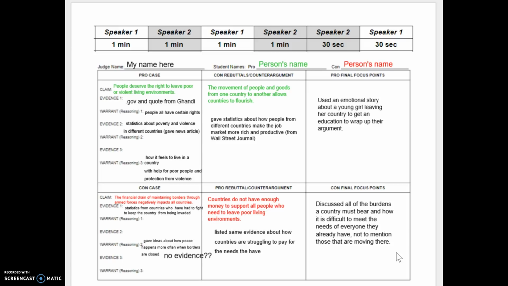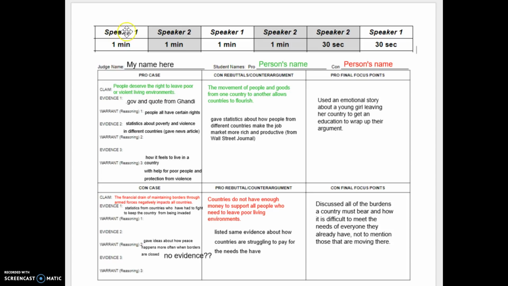During a debate, there is a specific amount of time that each person gets to speak. At the beginning, people are going to rock, paper, scissors, and either the person who wins or loses, depending on what the teacher tells you, gets to choose whether they want to be pro or con. No matter what, speaker one is always the positive, always the pro speaker.